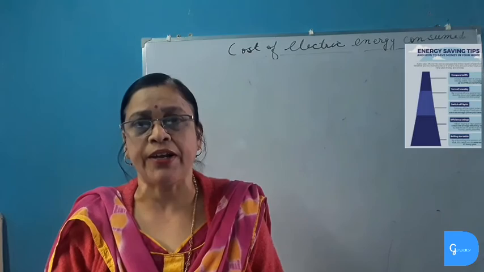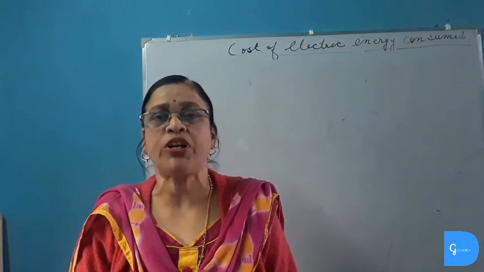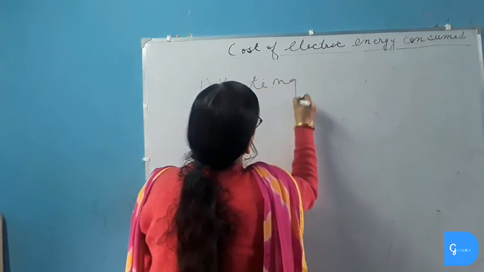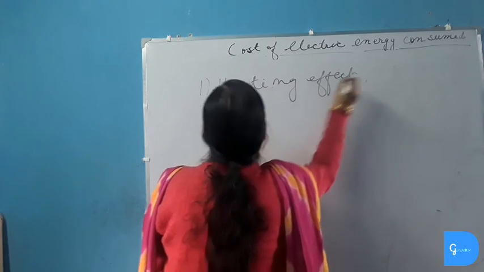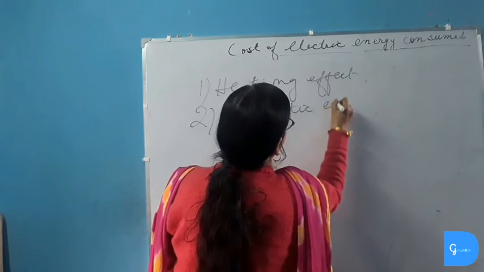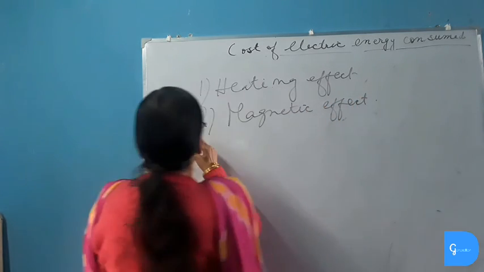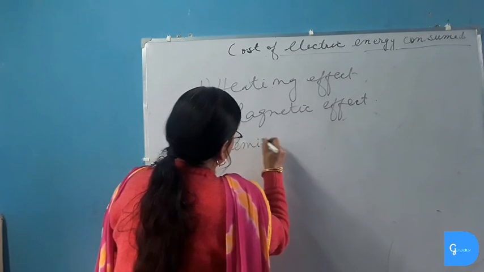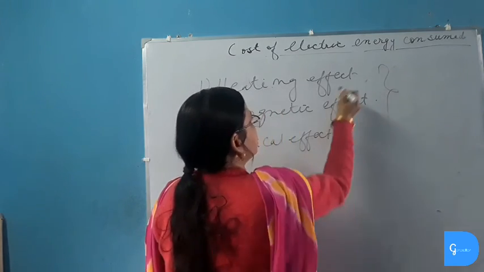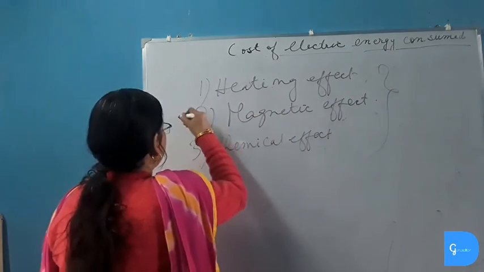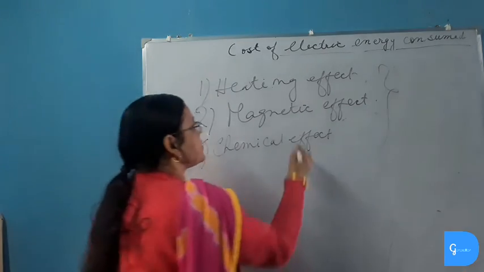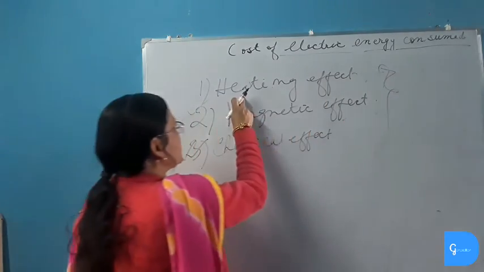Effects produced by electric current. Electric current produces 3 important effects. First of all, heating effect. Second, magnetic effect. And third, chemical effect. So electric current produces these 3 important effects. The magnetic effect we will study in the next chapter. The chemical effect we will study in higher classes, and in our next class we will study the heating effect of current.